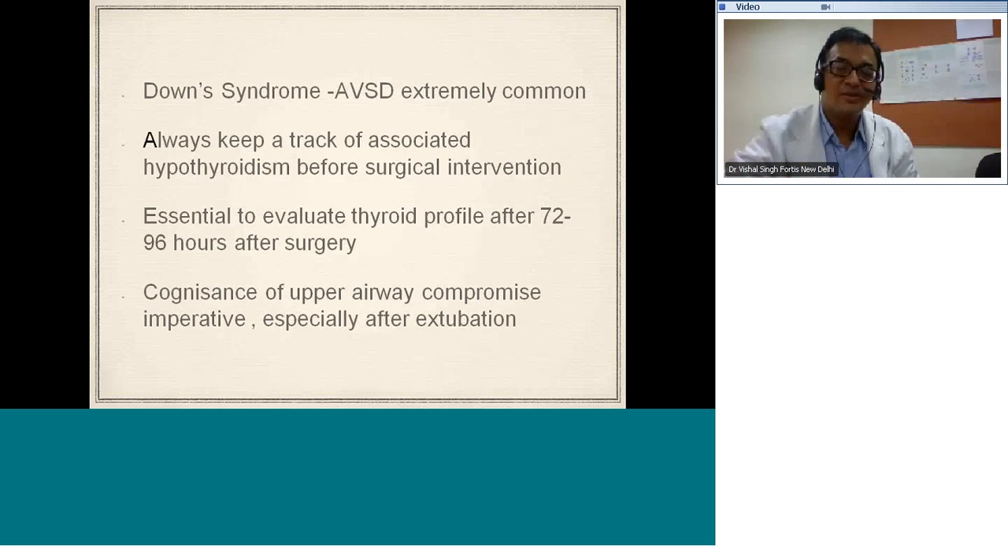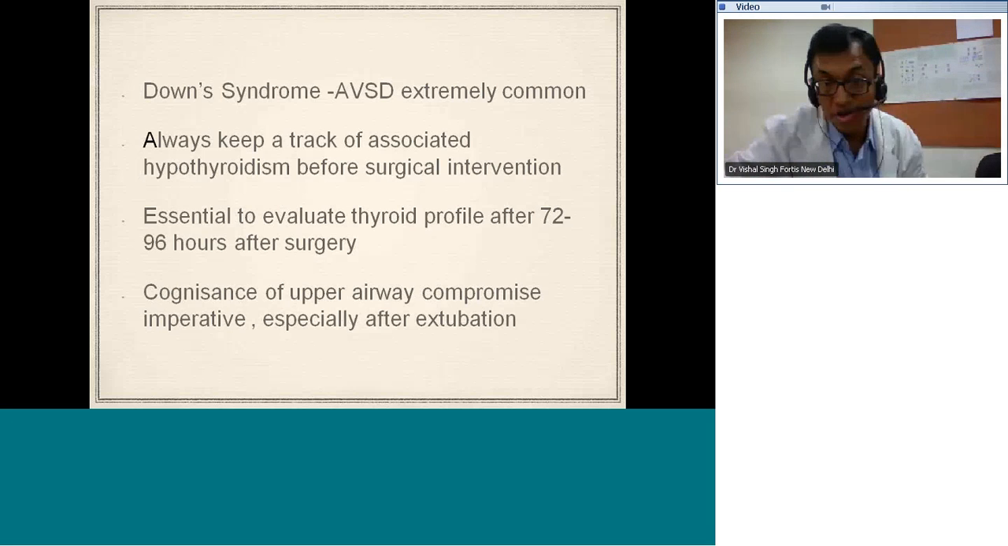Down syndrome with the atrioventricular septal defect is a common association, and in these patients, it is important to look at the thyroid profile before surgical intervention and essential to re-evaluate the thyroid profile after 70 to 96 hours. Cognizance of upper airway compromise is imperative, especially after extubation.